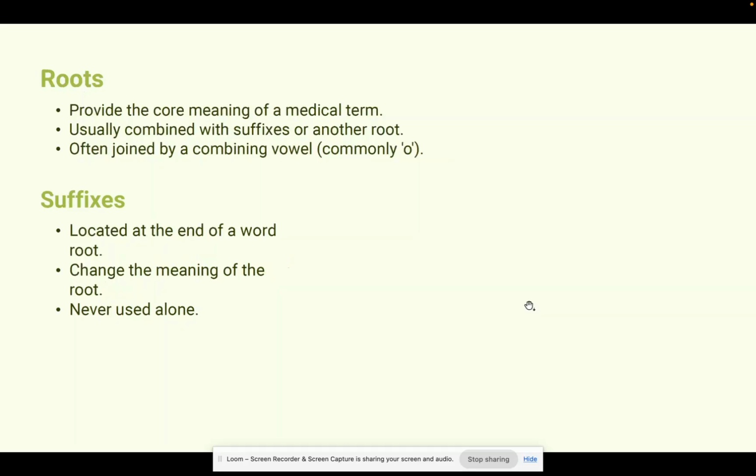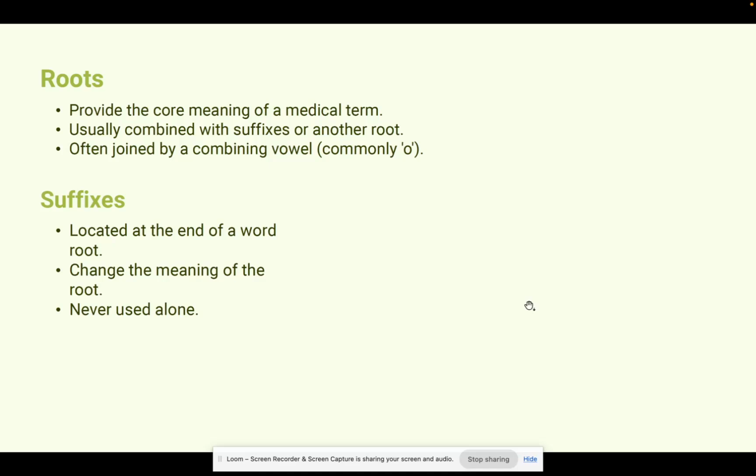When we talk about the root word, it provides the core meaning of the medical term, usually combined with suffixes or another root word. It is often joined by a combining vowel, commonly O, right? And then suffixes are located at the end of the word root. A suffix changes the meaning of the root word, and again, it's also never used alone. So the prefix is the beginning, and the suffix is the end of the word, right?